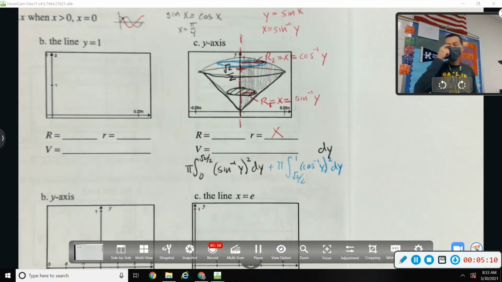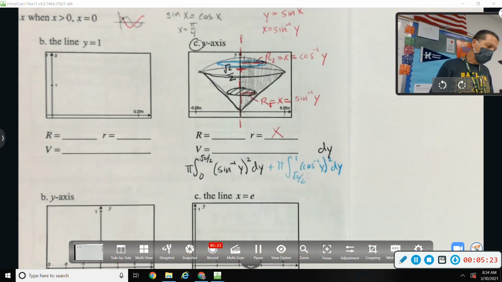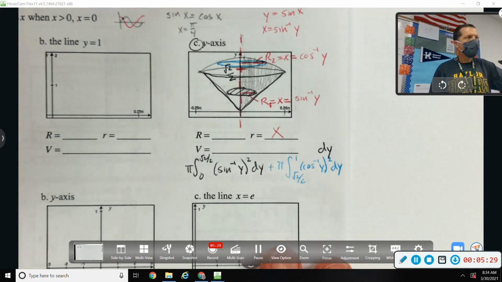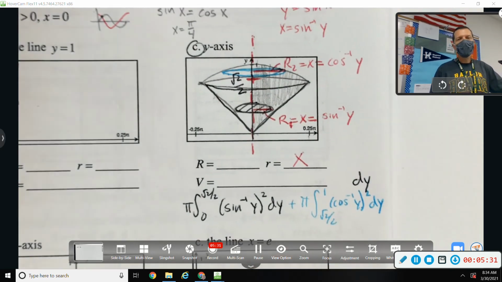So yeah, that was a weird one because it took two different integrals because there were two different r's, because there's like two different volumes stacked on top of each other. So that's a really good question because there was some weird stuff going on in that, plus all the trig that was happening. Good one.